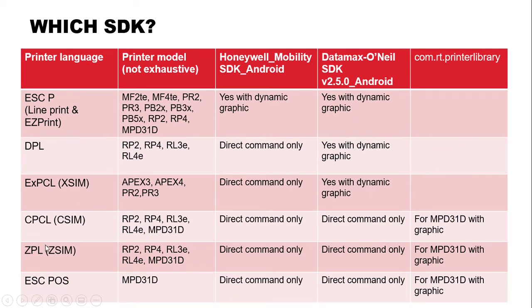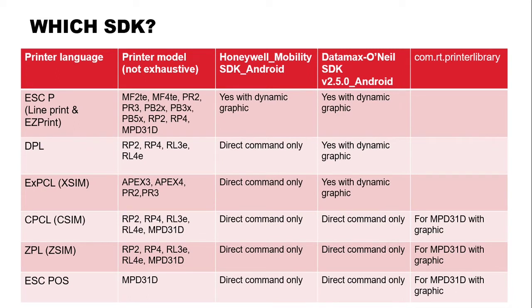For CPCL, which is CSIM, this is also supported in the RP series, IL series, and also the MPD31. Likewise, in the Mobility SDK, it only supports direct commands. The same goes for the Datamax-O'Neil SDK. However, we have a new SDK that comes with the MPD31D. This SDK does support graphics printing with CPCL. However, this SDK is currently not available on our download site.